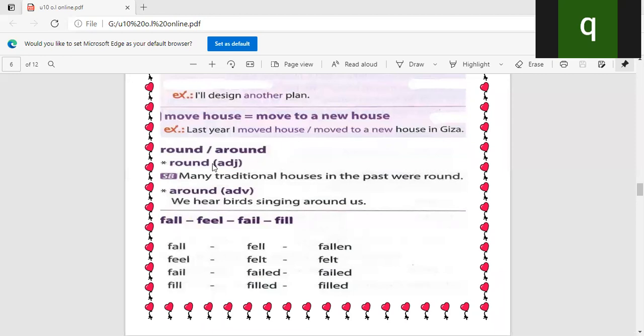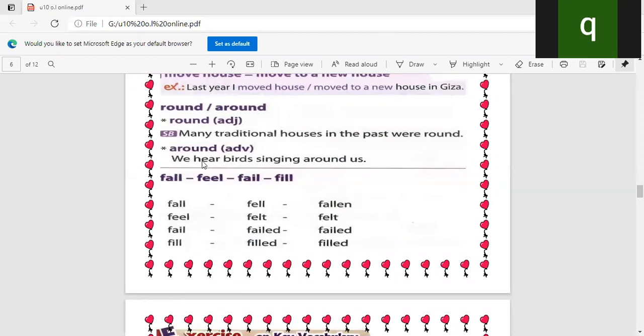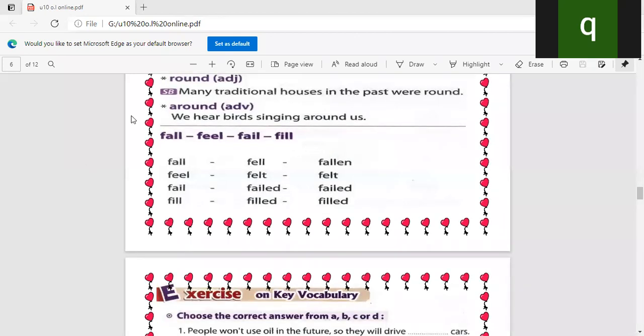Round is an adjective and around is an adverb. Many traditional houses in the past were round. What round means: like a circle. Around: we hear birds singing around us. Around us means in the area around us.